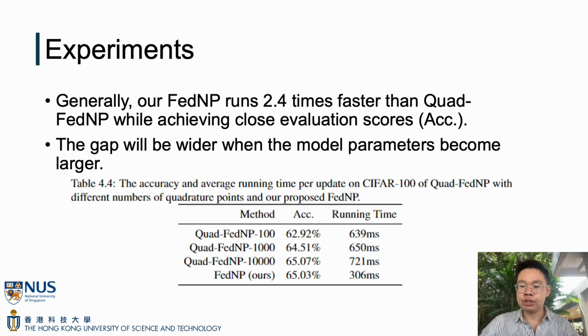To evaluate the computational efficiency and the approximation accuracy of the proposed closed form updates, we compare our FedNP with a variant, which adopts a numerical, sampling-based method for the moment matching steps. Even if that variant is implemented with a very efficient numerical approximation toolkit optimized for GPUs, our FedNP still runs 2.4 times faster while achieving close approximation accuracy.